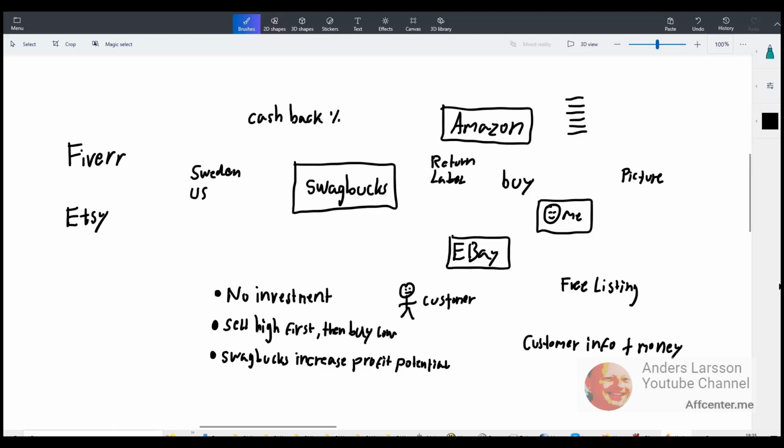This is Anders Larsson, and today I'm going to talk about a SwagBucks hack that I just learned about on YouTube, and this is about using the cashback feature in the SwagBucks. I will explain what that is all about in a moment, but first I want to make a short introduction.